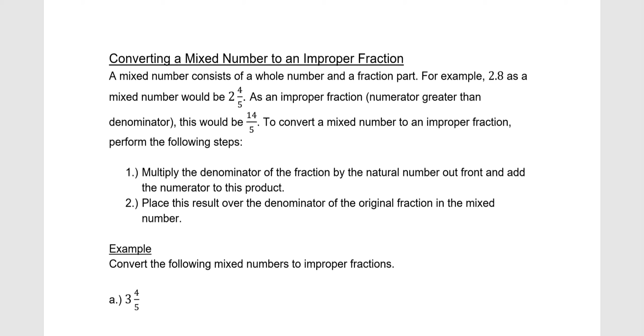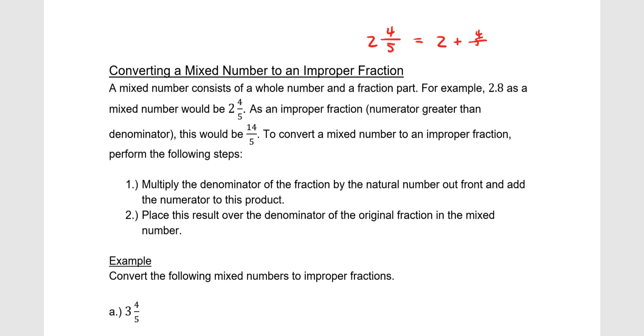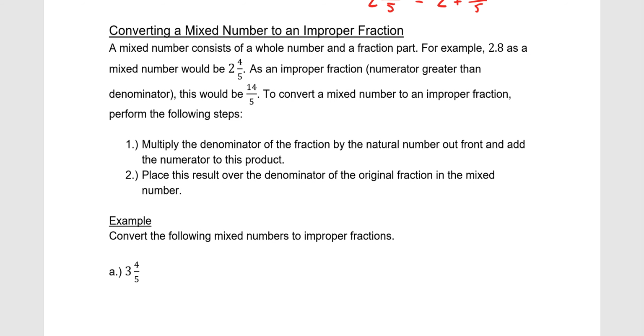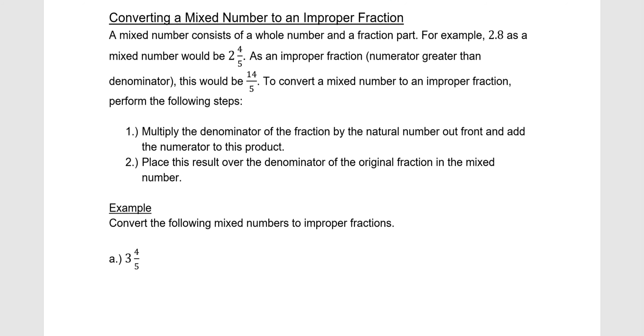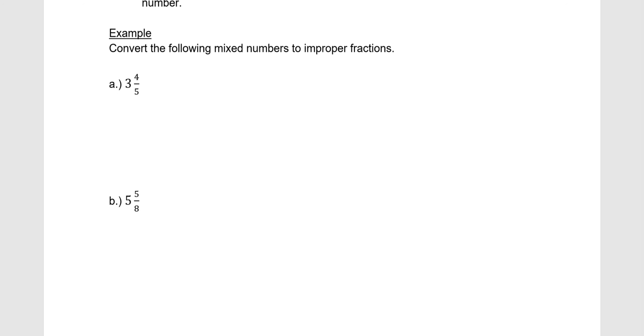So before I get into those examples, for mixed numbers, if we have something like 2 4/5, what this actually means is 2 plus 4/5. It's just shorthand without having to write that addition sign. Okay, so for the steps here for converting a mixed number to an improper fraction, we're going to multiply the denominator of the fraction by the number out front and add the numerator to the product. And then we're going to place that result over the original denominator. So let's see these examples here.